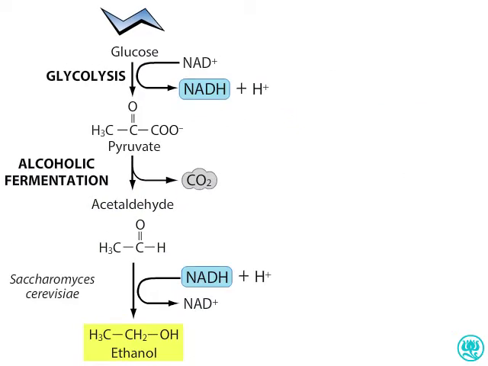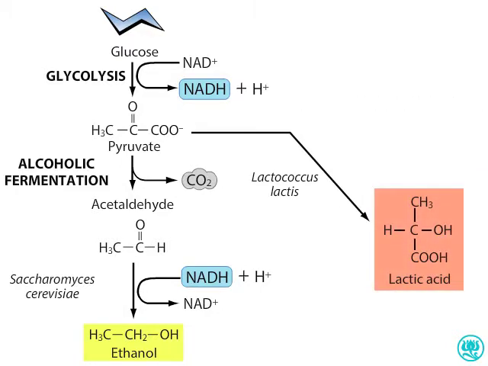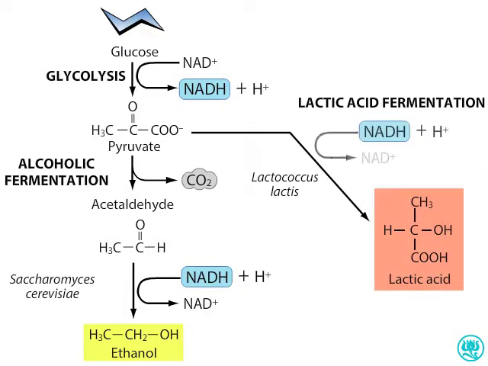Different species perform different types of fermentation. Some, such as Lactococcus lactis, perform lactic acid fermentation, regenerating NAD+ by creating lactic acid. Lactic acid fermentation converts milk into yogurt and cheese. Humans also perform lactic acid fermentation. Muscle cells produce lactic acid during exertion when oxygen becomes depleted.